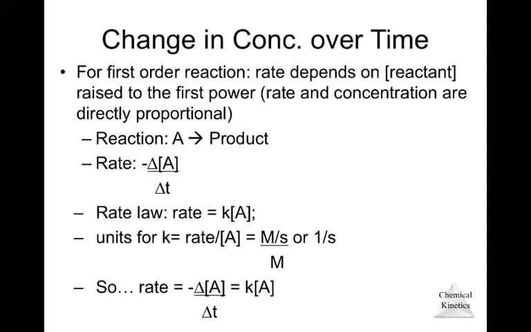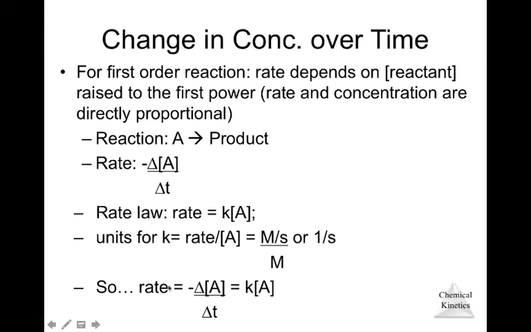So we're looking at changes in concentration over time. So if you're looking at a first order reaction, we know that the rate depends on the concentration of the reactants raised to the first power, right? So it's directly proportional. The rate and the concentration are directly proportional. So the reaction is A to the product. We talked about before the average rate is a change in concentration of reactant over time. Our rate law for this would be our constant times the concentration of A. The units for that would be 1 per second.